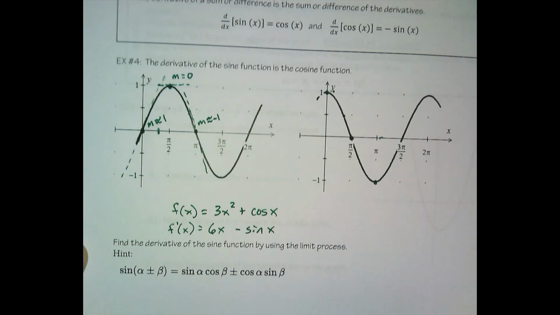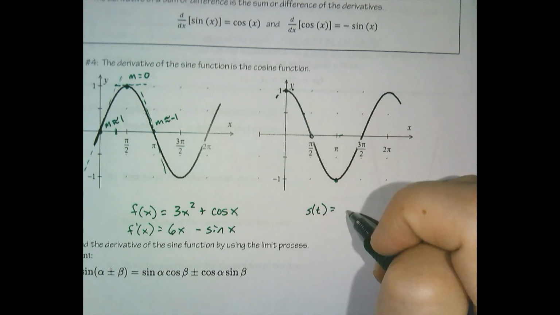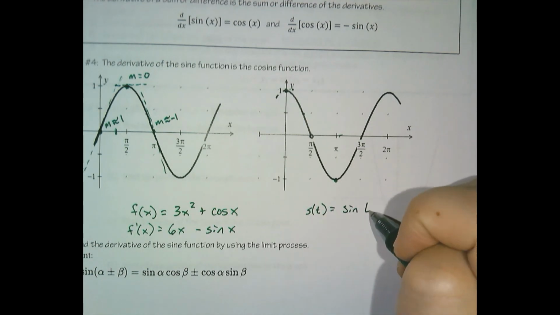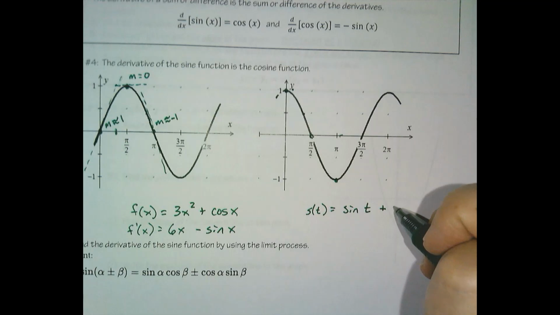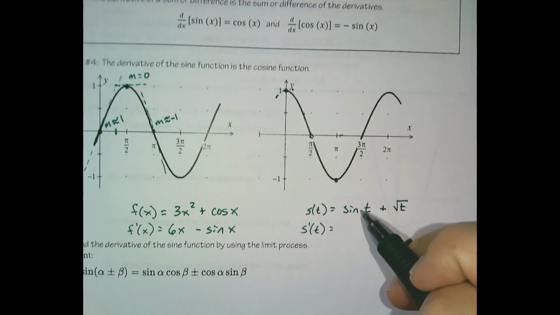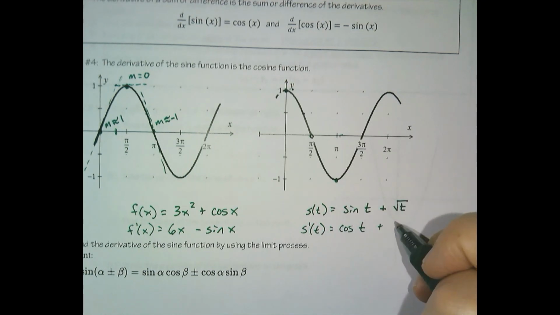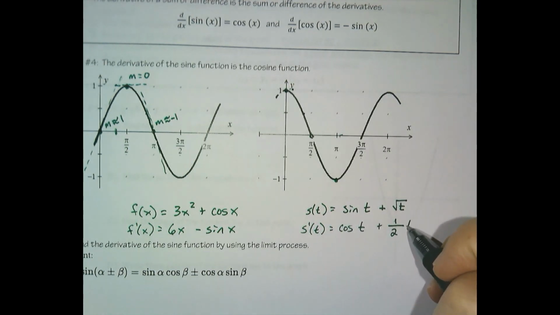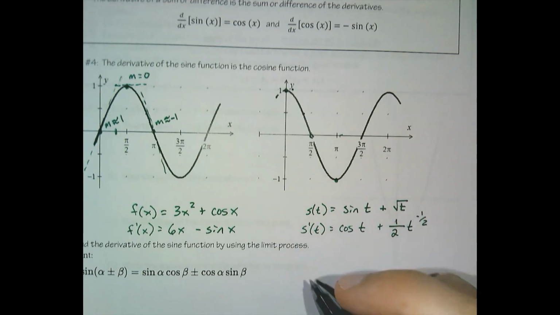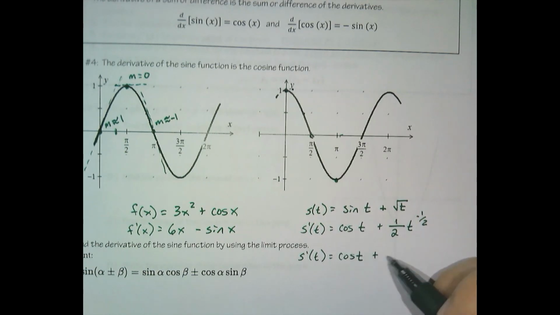Or if I had another function, s of t is equal to sine of t plus the square root of t, then you could find the derivative of each of these separately. The derivative of sine is cosine t, and the derivative of root t is 1/2 t to the negative 1/2. Whereas we're seeing very frequently, we can simplify that as 1 over 2 root t.